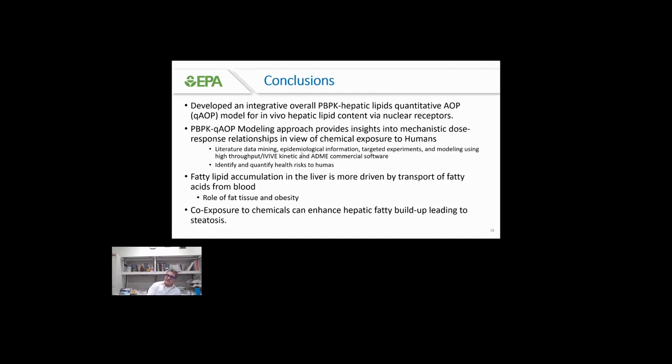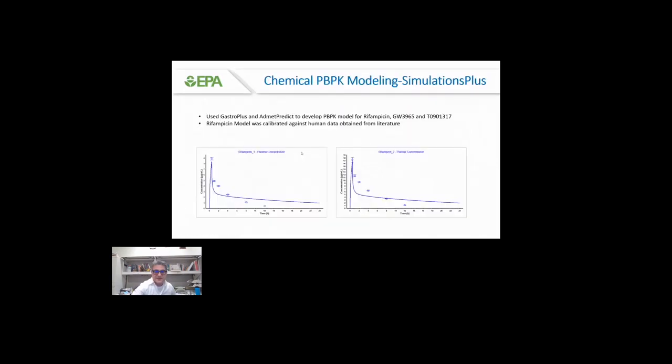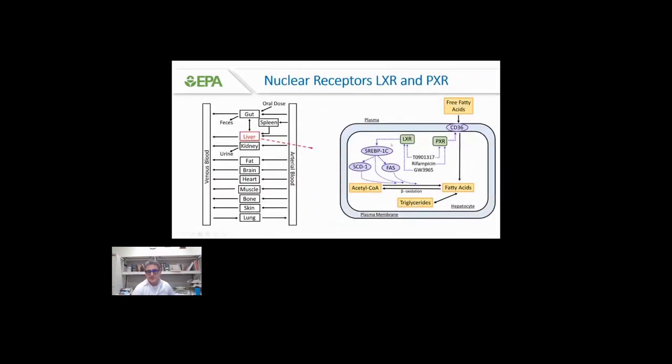Obviously, the two synthetic chemicals T0 and GW are not of interest to us because you will not find them in the environment. But chemicals that bind to LXR and PXR, there will be some in the environment, and we can use this type of modeling to assess the dose response relationships for these chemicals. On the other hand, for people who are interested in drugs, the mechanistic events identified through this modeling could also be targets for therapeutics or drugs.